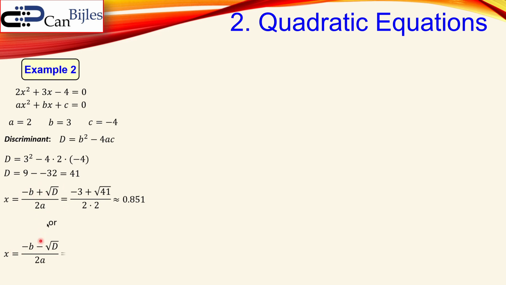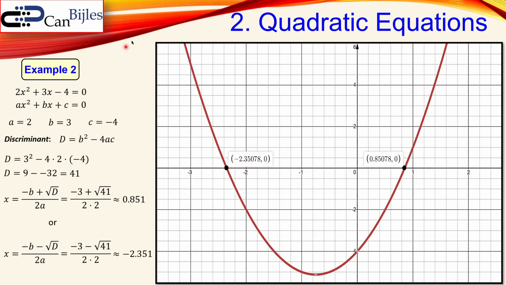So you just again substitute the values for b, the discriminant D, and also a here, and we now get minus 2.351. Okay, we now have two solutions. Of course, this was really difficult to find by just factorization, so this is the method which will work in all cases. Now we have our graph here.